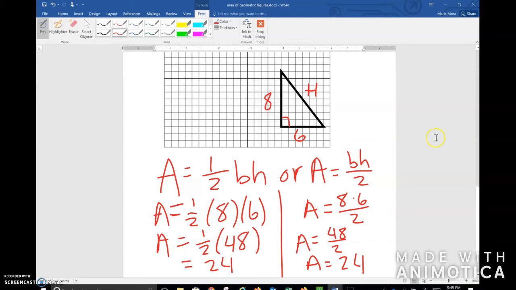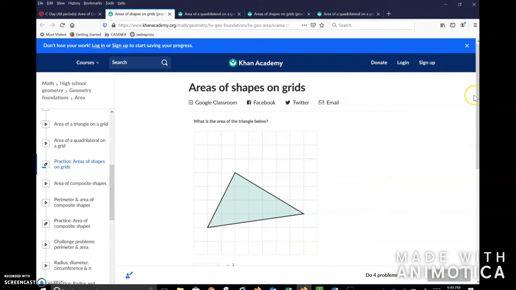So that would be the answer for the area of this triangle. Now let's go to Khan Academy.